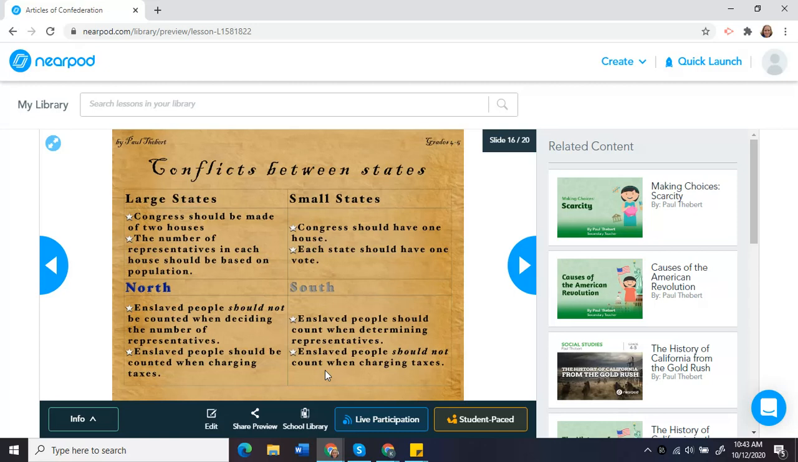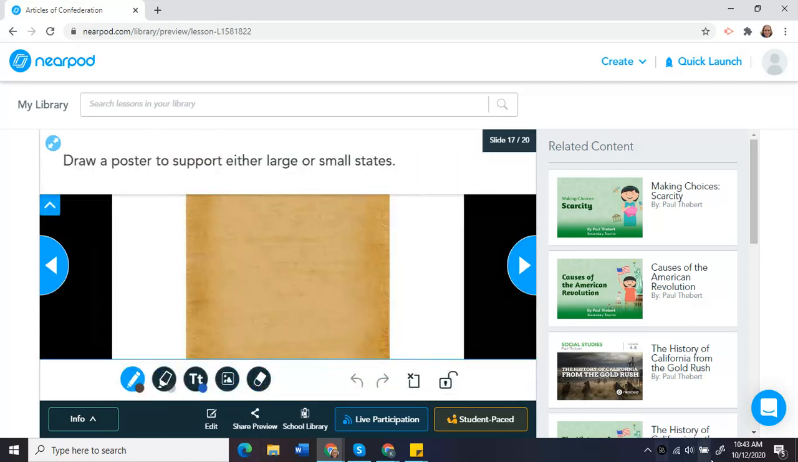There was also North versus South. The North thought enslaved people should not be counted when deciding the number of representatives. However, they thought enslaved people should be counted when charging taxes. The South thought the opposite. The South thought enslaved people should count when determining representatives, and should not count when charging taxes. You're going to draw a poster to support either large or small states. Pause now if you need a moment.